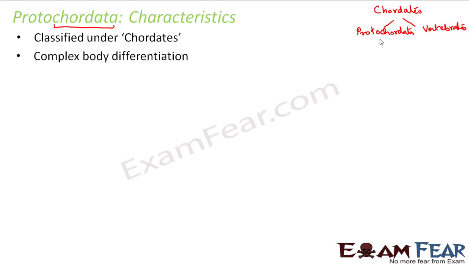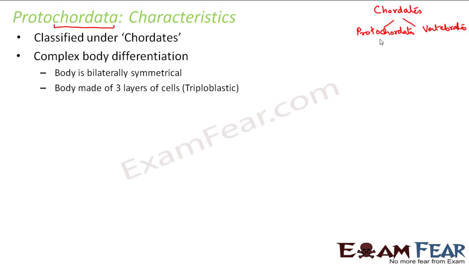They have complex body differentiation. Body is bilaterally symmetrical, made up of 3 layers of cells, that is triploblastic. Coelomic cavity is present. There is a presence of a notochord, and because of this notochord, they are known as chordates. So chordates are those organisms which have a notochord. What is a notochord? It is a long rod-like structure that runs along the back of an organism to separate the nervous tissue from the digestive tract.